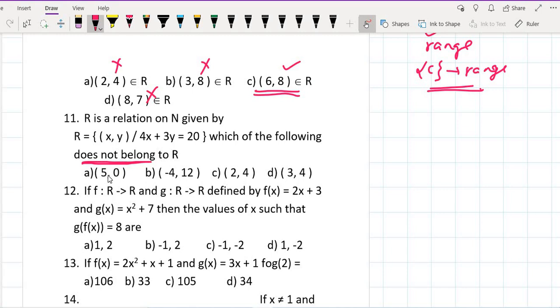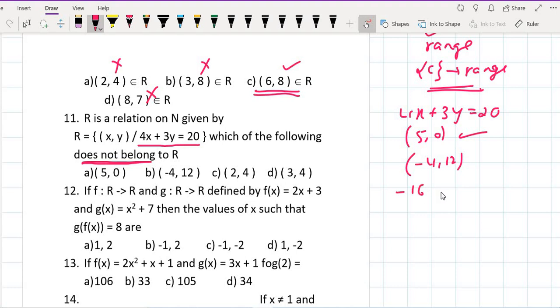So, how to check? If you consider first option (5, 0), replace x by 5 and y by 0 in this equation, 4x plus 3y equal to 20. Substitute here. So, equation must be satisfied. So 4 5s are 20, y is 0. So it holds good. So first option (5, 0) holds good. Consider second one, that is (-4, 12). Substitute here. Minus 16, 12 3s are 36. You are getting 20. So this also holds good, means that lies on that equation.